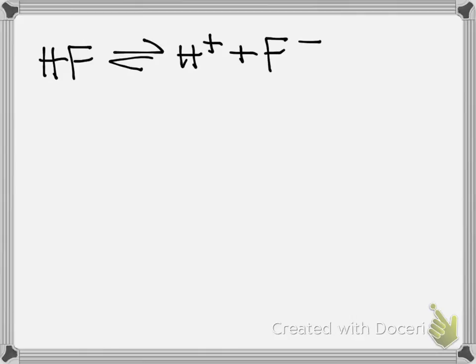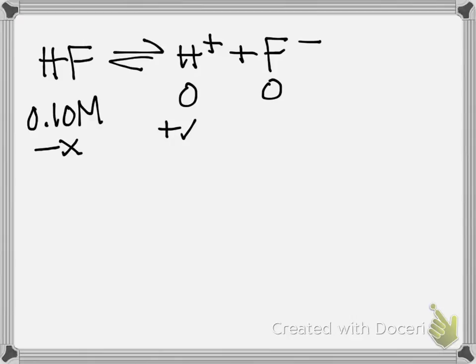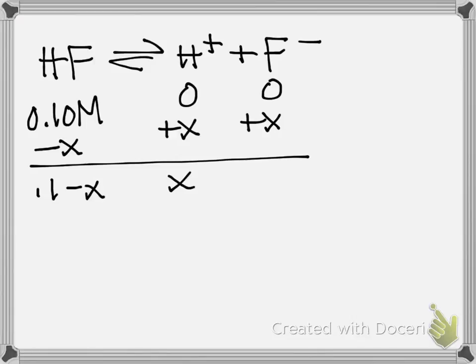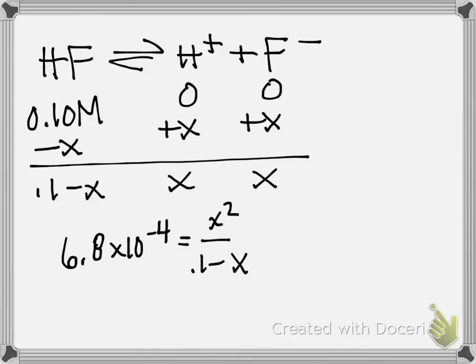So the next one, we'll drop down and do 3. HF breaks up into H plus and F minus. It's weak. I have 0.1 molar. I don't know these because it's weak, so I need to set up a RICE chart: 0.1 minus x, x, and x. I do have a Ka value, 6.8 times 10 to the negative fourth equals x squared over 0.1 minus x. The x is going to be small, so I can get rid of it, and then I just do math.